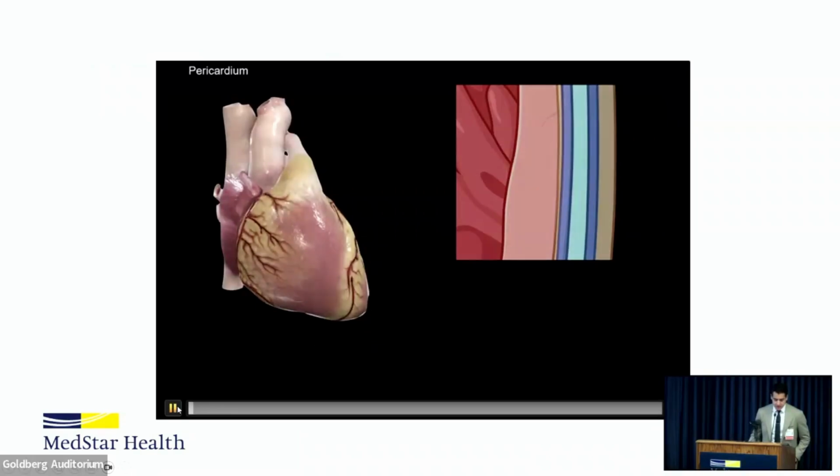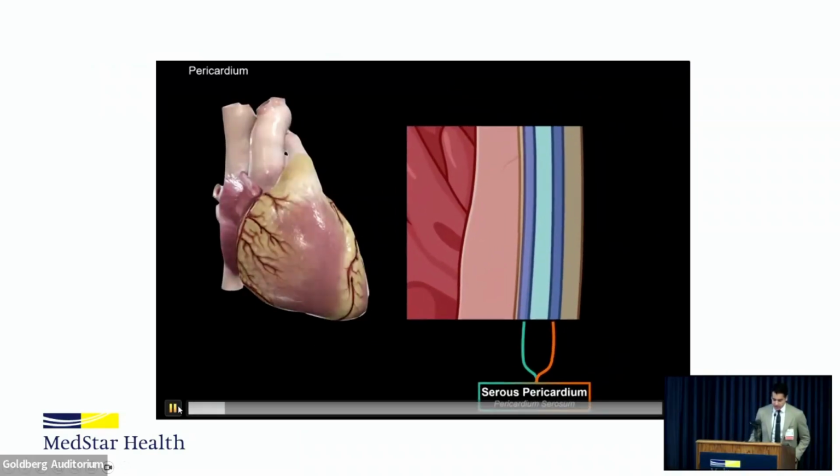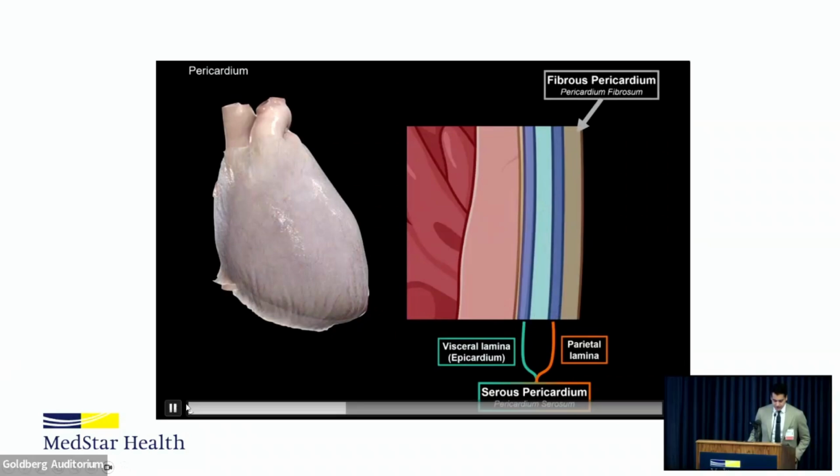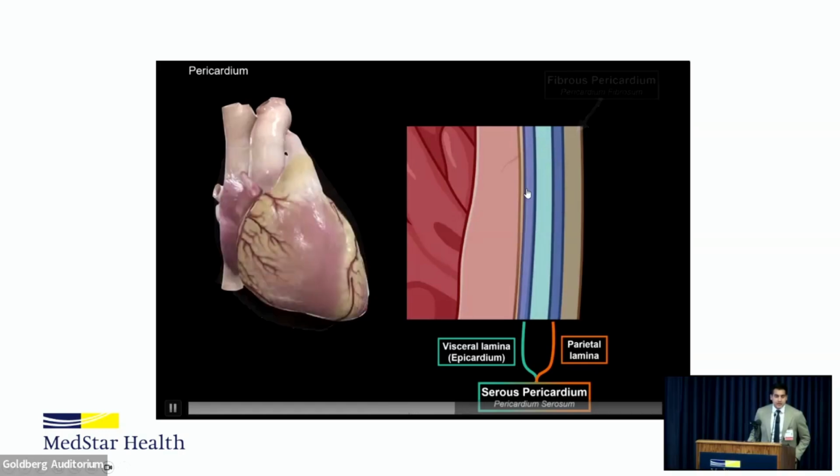And this is a quick video that I put mostly for house staff here to really harness the point that the pericardium itself is a dual layer membrane and has a visceral layer and the parietal lamina, part of the serous pericardium. And then it has a fibrous pericardium which overlays it. And in between here, you have your pericardial fluid. We all have some presence of pericardial fluid here.